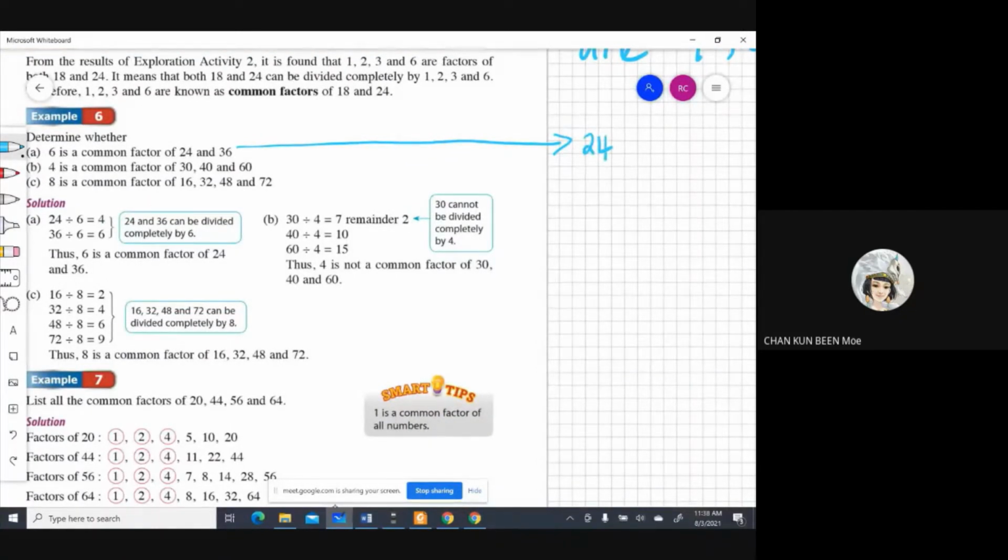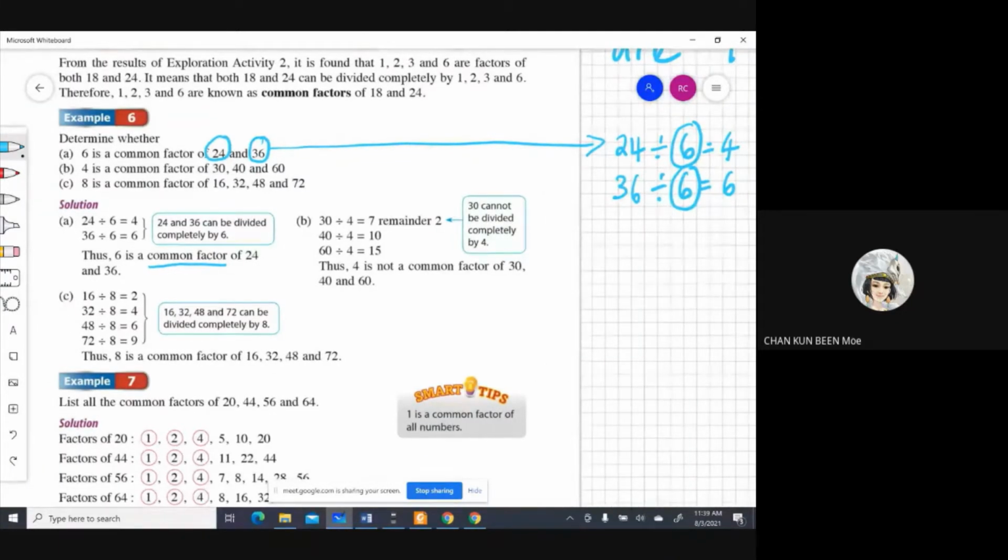Okay, so you are going to divide it. 24 divided by 4 also can, 24 divided by 6 also can, but then when you figure out about 36, both numbers can be divided by 6, the same. 36 also can be divided by the same number, which is 6. So this is equal to 4, this is equal to 6. Okay, thus this common number over here is referred to as the common factor of 24 and 36. Okay, and then if we look at B here, now we look at B.